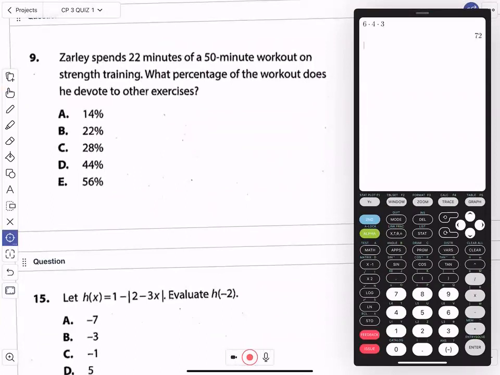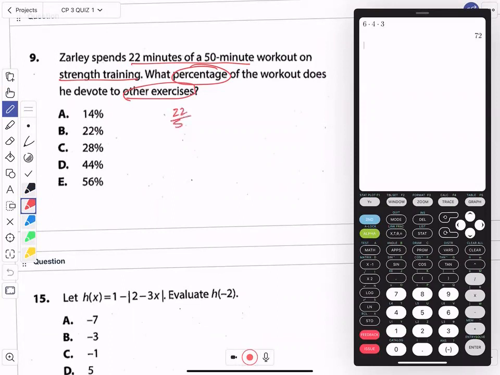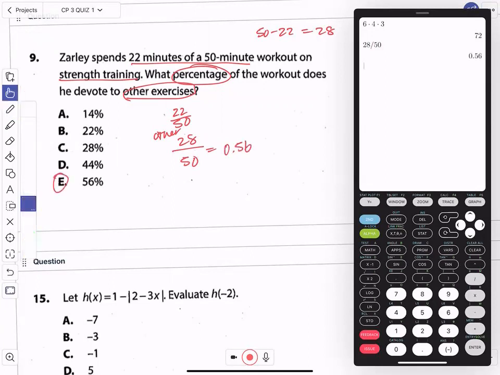Zarly spends 22 minutes in a 50 minute workout on strength training. But they want to know the percentage of the workout that's devoted to other exercises. So the keyword is other. So 22 out of 50 minutes are used for strength. That means 50 minus 22 is 28. 28 out of 50 minutes are used for other. So 28 divided by 50 is 0.56 in decimal, which would be 56% in percentages.